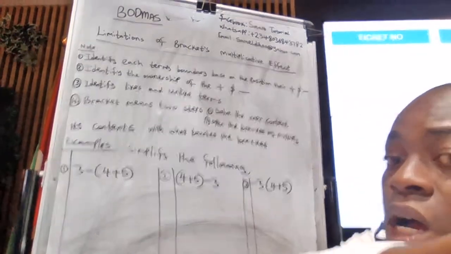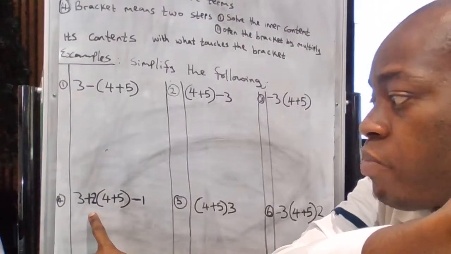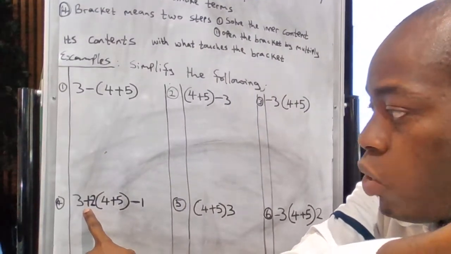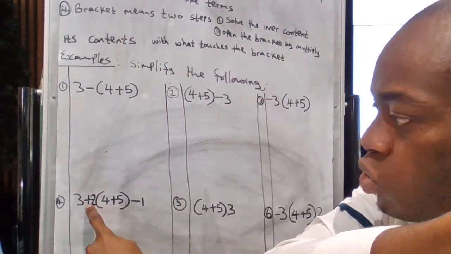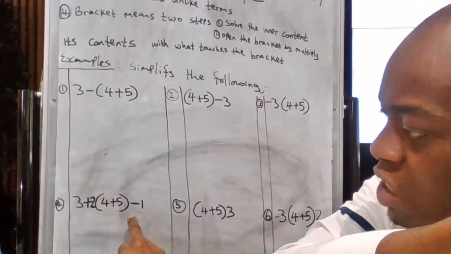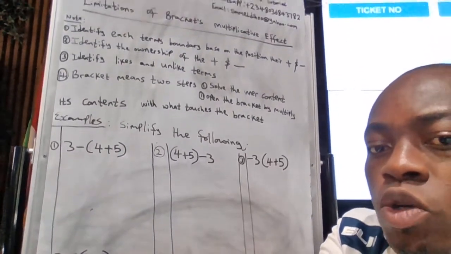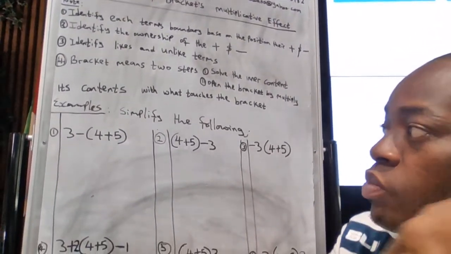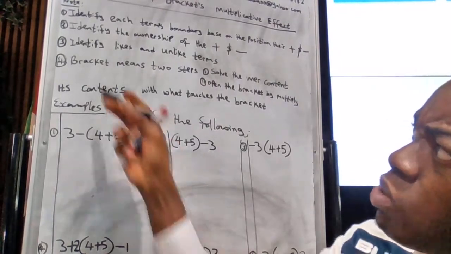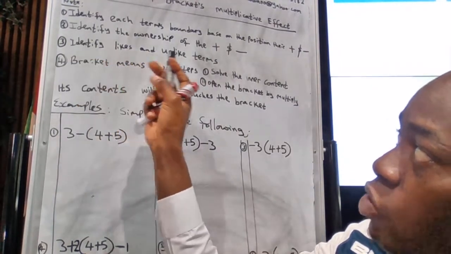If you look at what I'm going to show you here, this is plus 2. This plus belongs to this 2. This minus belongs to this 1. So anything in front of you belongs to you.